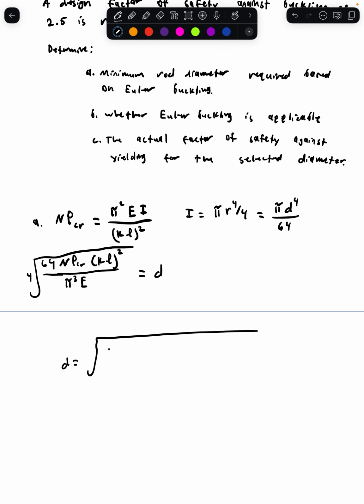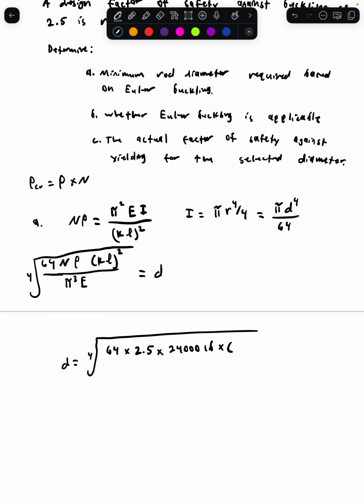So if we plug everything in, we're going to get 64 times N, which is 2.5, times our critical load. Actually, this isn't our critical load. Our critical load is the load we have applied times N. So I should clear that up in how I write that. So times 24,000 pounds.